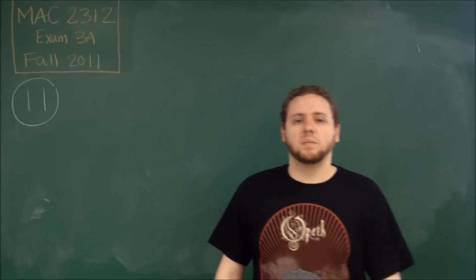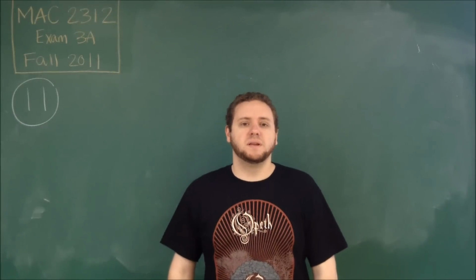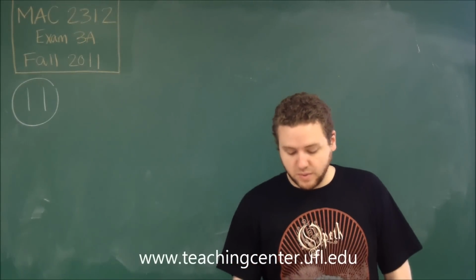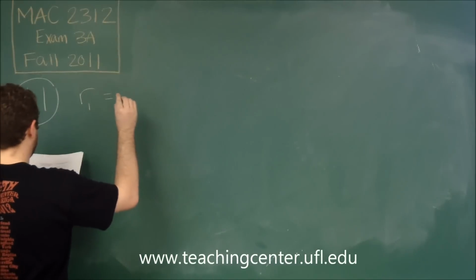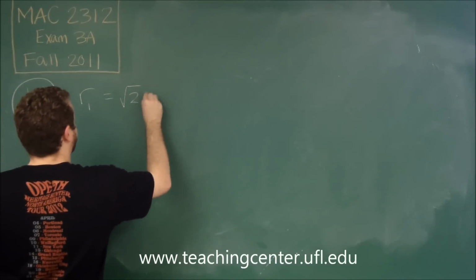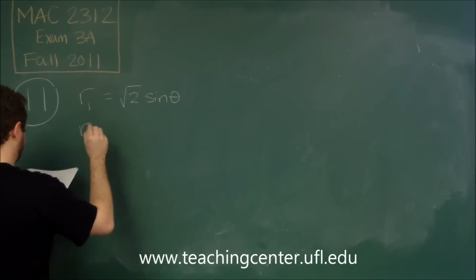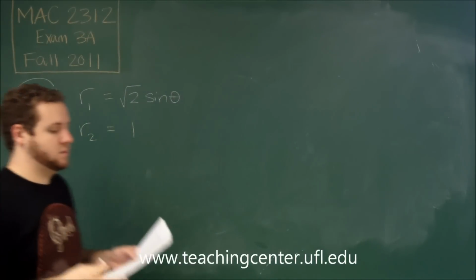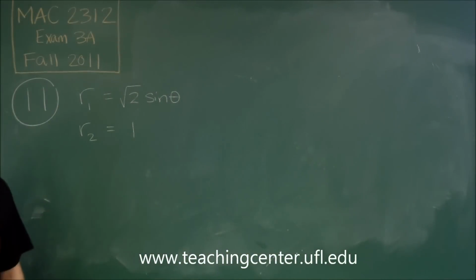Okay, and for the last problem on the multiple choice, we have number 11, and for this one, we need to do a polar coordinates area integral. So we have two curves. We have r1 is square root of 2 sine theta, and we have that r2 is equal to 1. So we want the area inside r1 and outside r2.